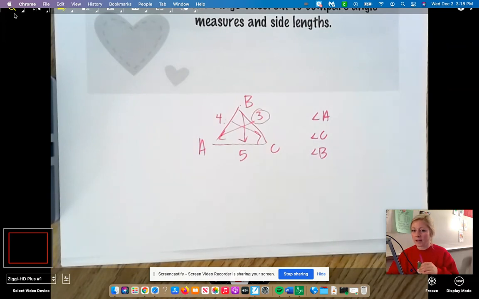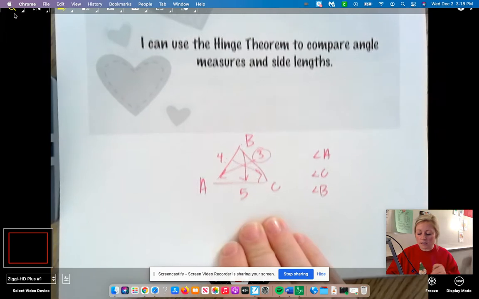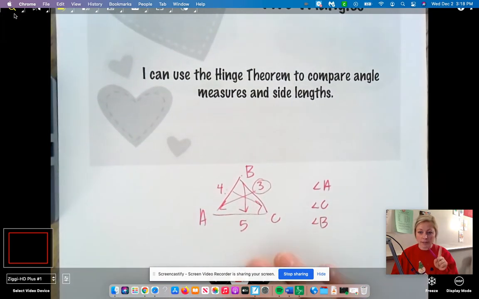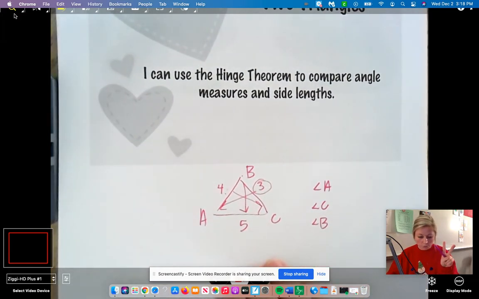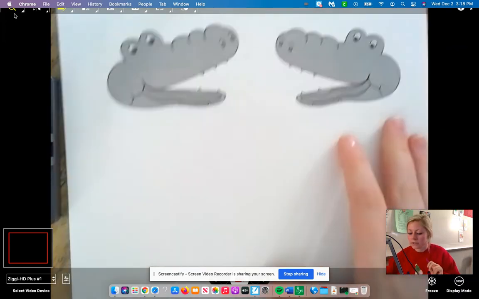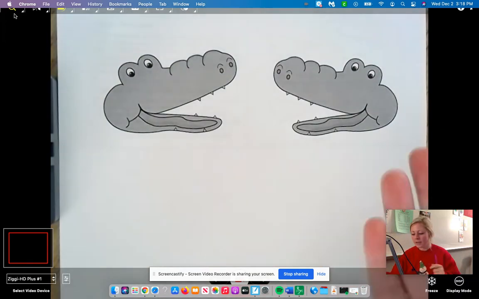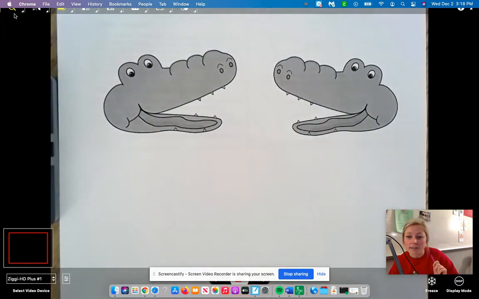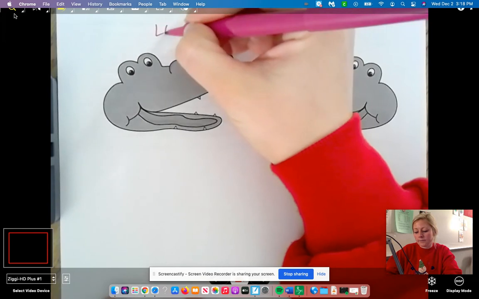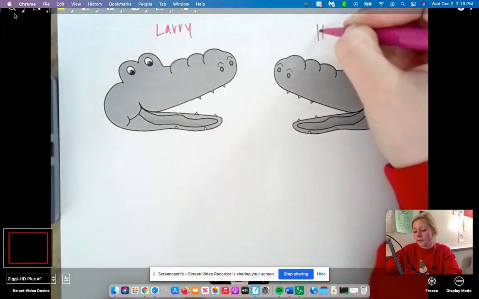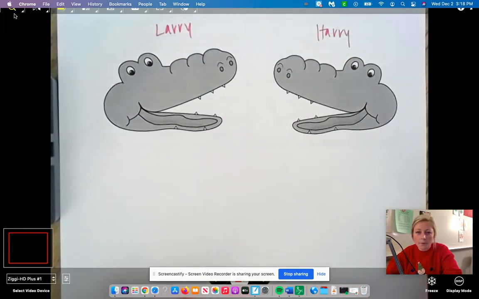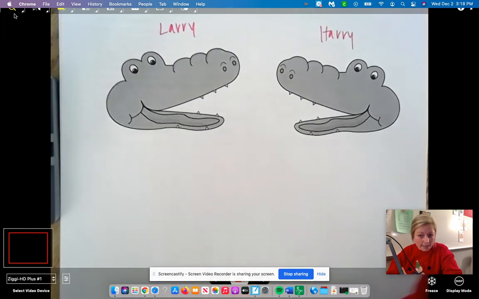Okay, so now we're going to do a similar type of reasoning, but it's not going to be in one triangle, it's going to be in two. So to demonstrate this hinge theorem, we have two alligators here. They're identical twins. We'll call them Larry and Harry, doesn't matter. So Larry and Harry, they're identical, everything about them.